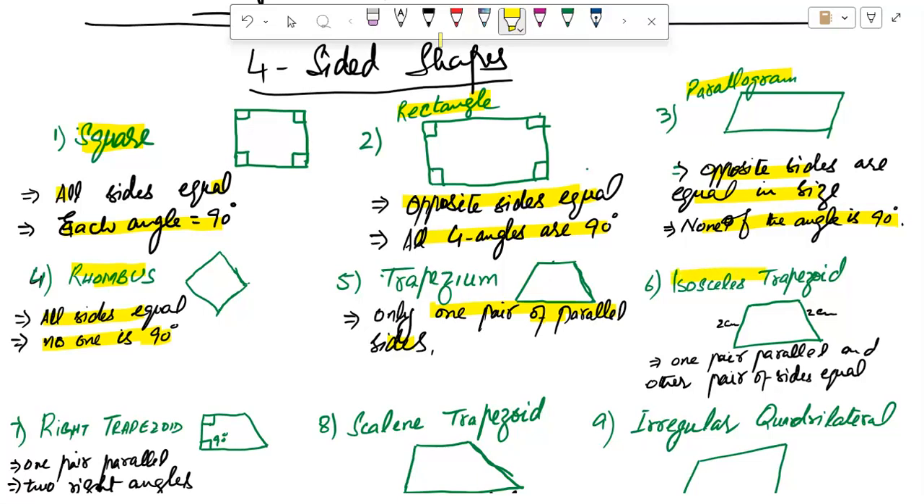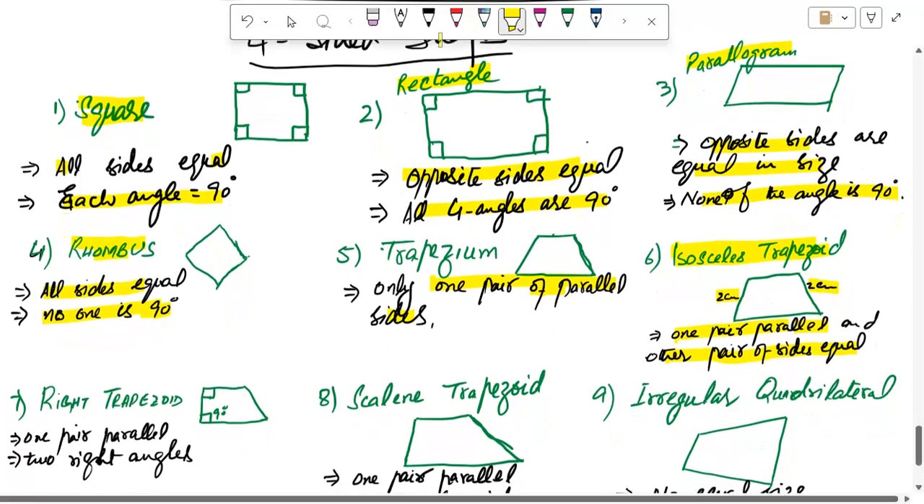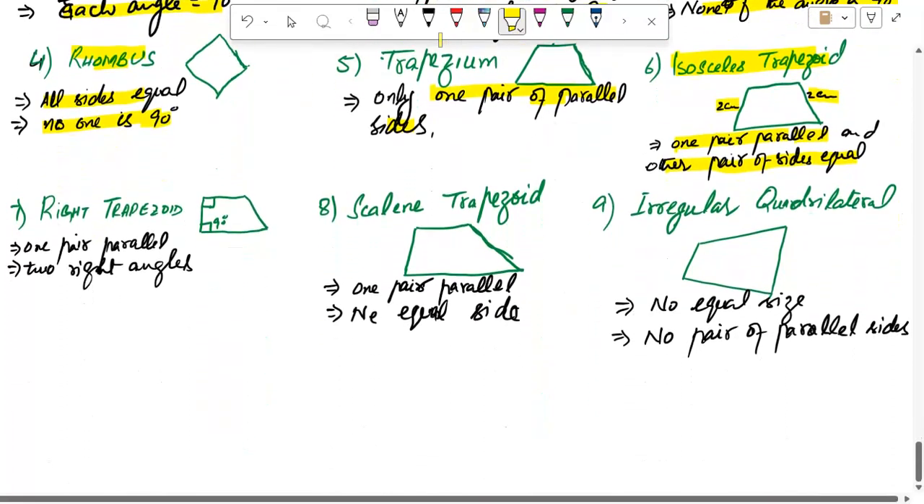So in an isosceles trapezoid, what happens? One pair is parallel. Definitely, this is the requirement of a trapezoid, that one pair is parallel, and the other pair of sides is equal, right? If this one is 2 centimeters, then this one will also be 2 centimeters. So the remaining two sides must be equal in length. These are called isosceles. Okay, now come to the next one, which is basically a right trapezoid.